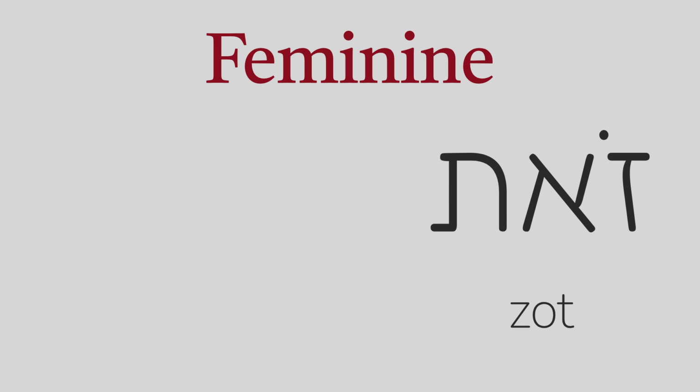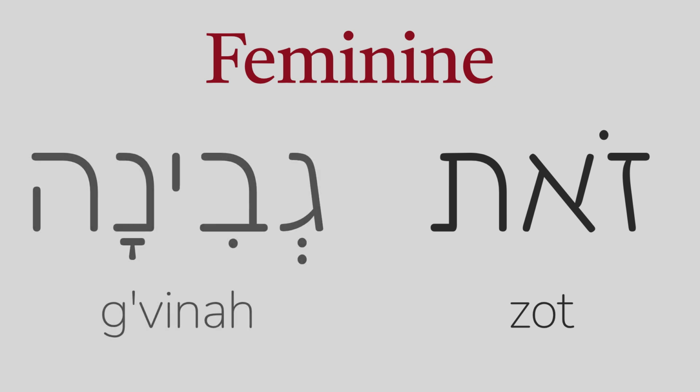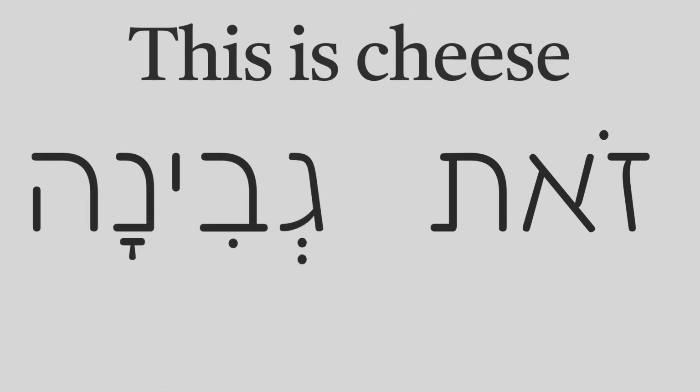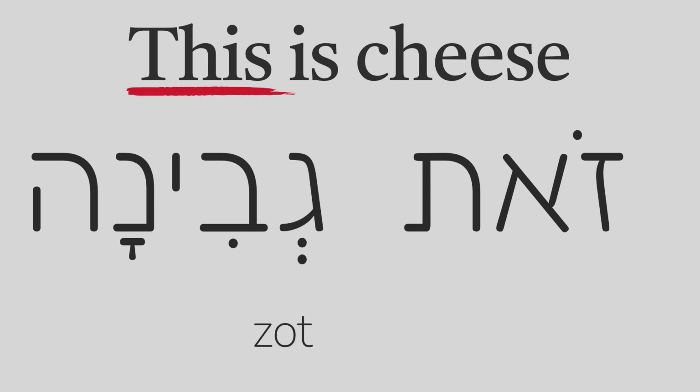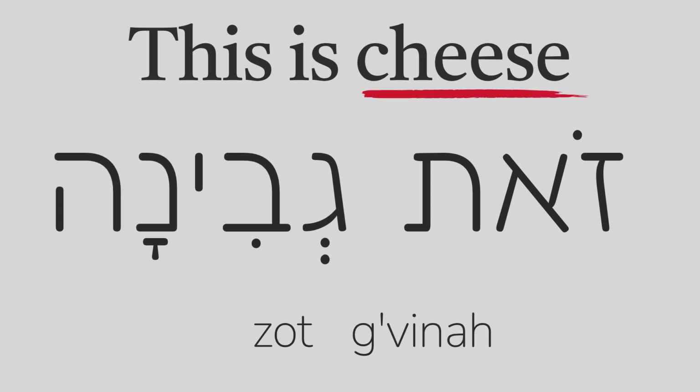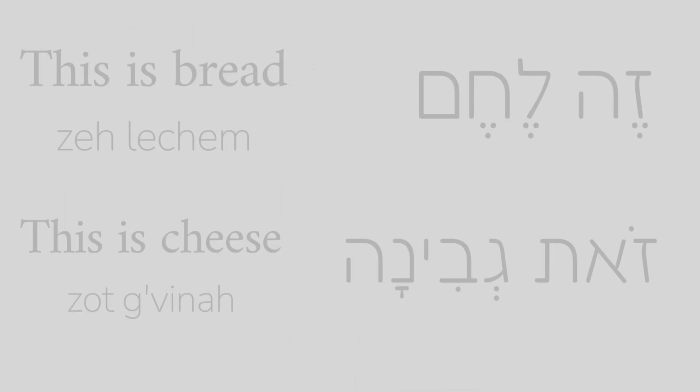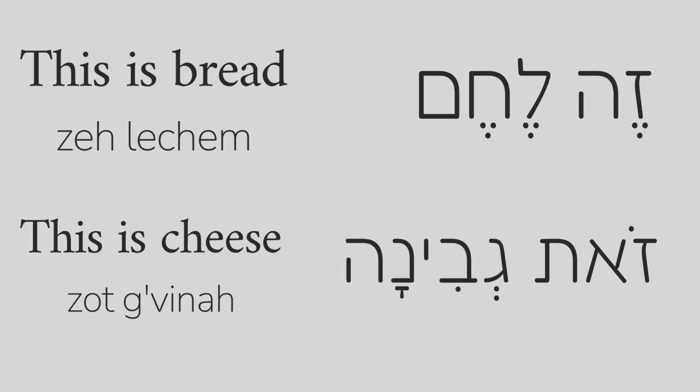And if we had a feminine noun in this kind of phrase, the Hebrew word for this would be the feminine zot. Let's take the feminine noun gvina, cheese, and say this is cheese in Hebrew. First we say zot, the feminine this to agree with gvina, a feminine noun. Again, no word for is, and then gvina, cheese. Zot gvina. This is cheese. In these sentences, ze and zot are being used as pronouns because they are referring to something without using its name.